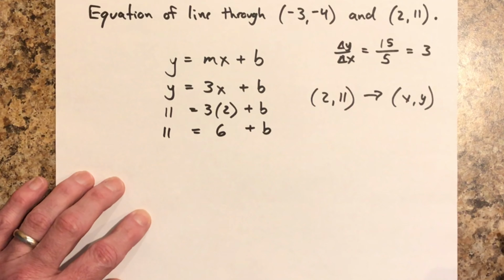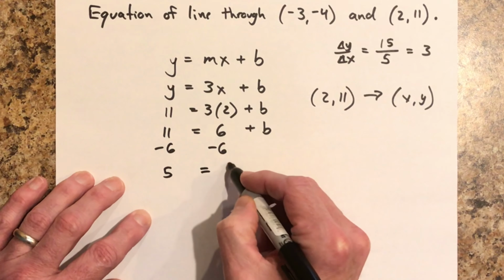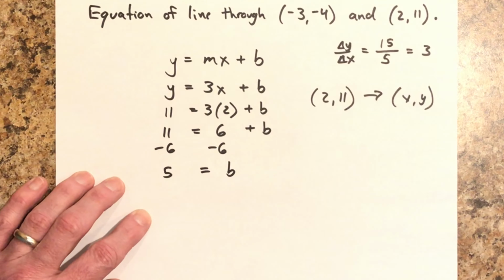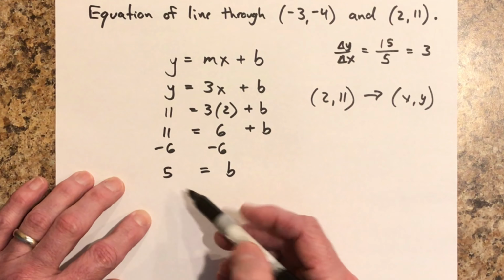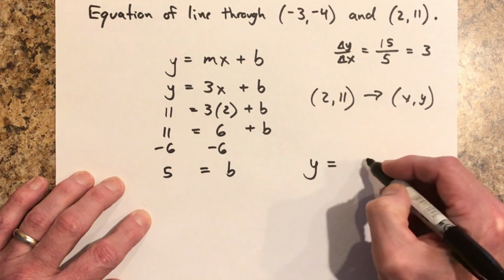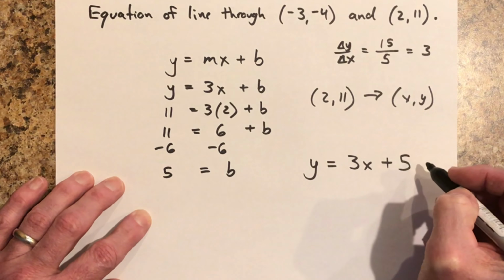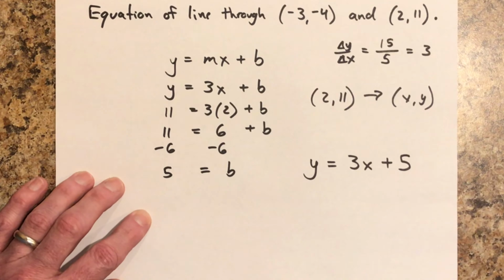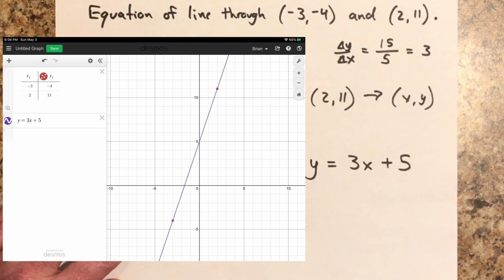Now we need to solve that equation. So we'll subtract 6 from both sides. I imagine many of you are saying it's 5. Yes, it is. So we now know that the y-intercept is 5. So the equation of this line is y = 3x + 5. We can verify that that's the correct equation by taking a look at the graph of this line on Desmos. The line goes through the 2 points, so we know we have the correct line.